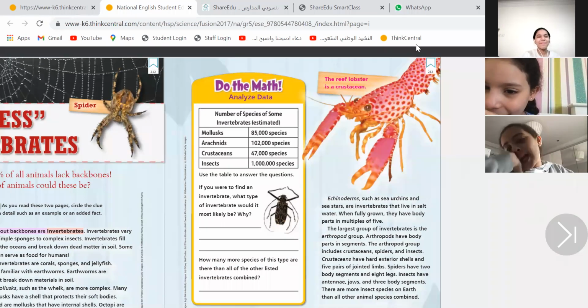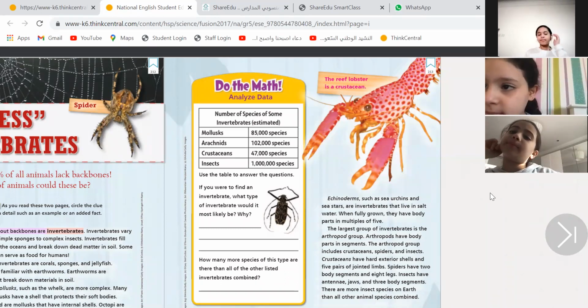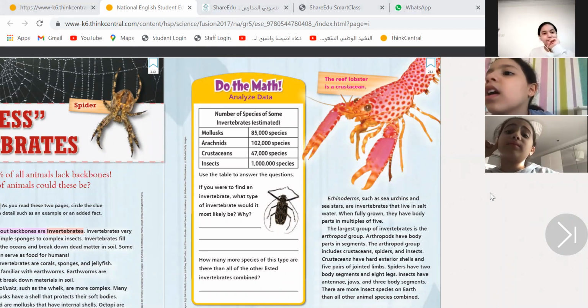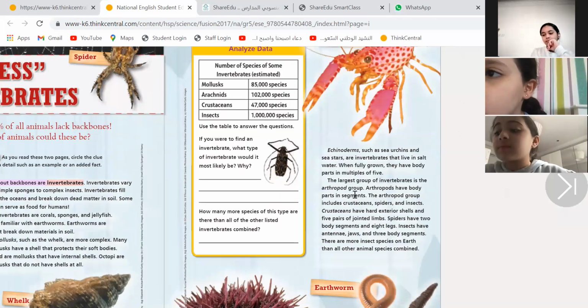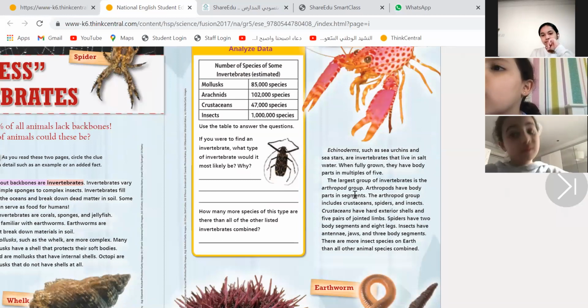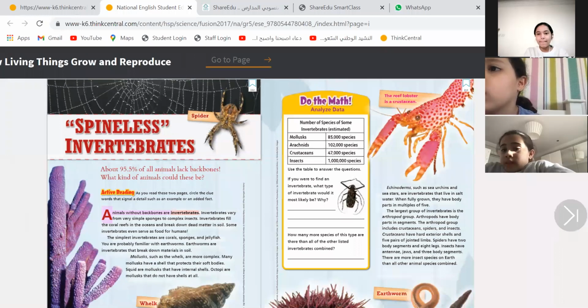Excellent, excellent. So this is the lobster. So it is also an invertebrate. Is it colorful like this in real life? There is a colorful lobster like this. It's my first time seeing that. Looks cool.